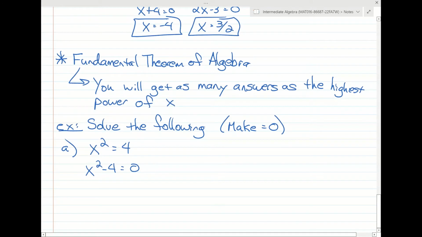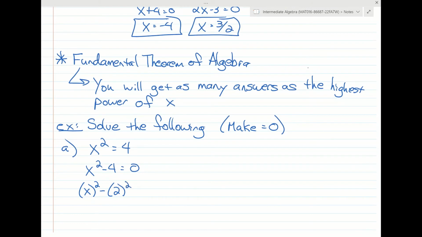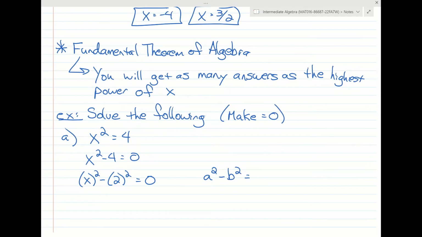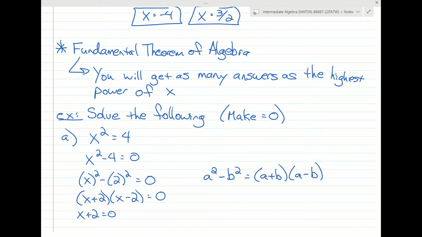And remember, we talked about factoring special cases. This is x squared minus 2 squared. Remember, we talked about a squared minus b squared. This is just a plus b times a minus b. So the way we factor this is we would just say x plus 2 times x minus 2. Which just gives us -2 and +2.